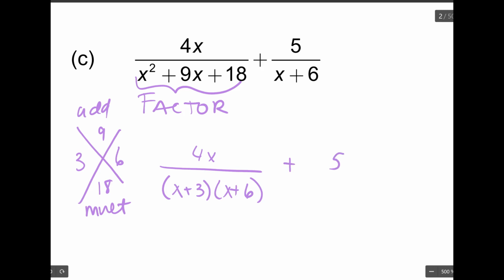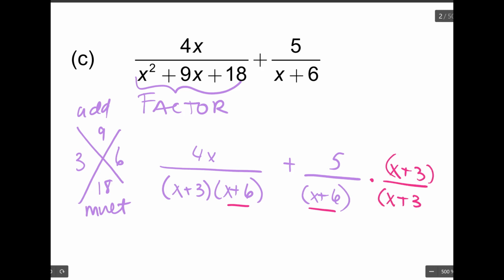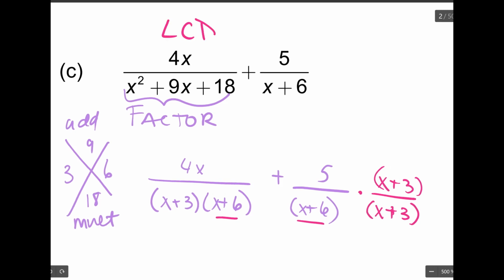4x on top. And then we can see that there's an x plus 6 on the bottom in both. So we have an x plus 3 on the bottom as well. So what you gotta do is add that x plus 2 on the other side. Multiply by x plus 3 over x plus 3. That means our least common denominator is what? Our LCD is x plus 6 times x plus 3.